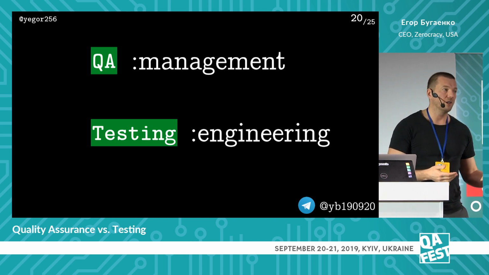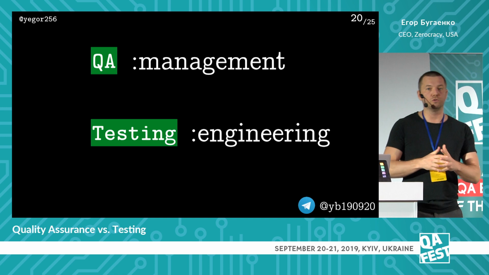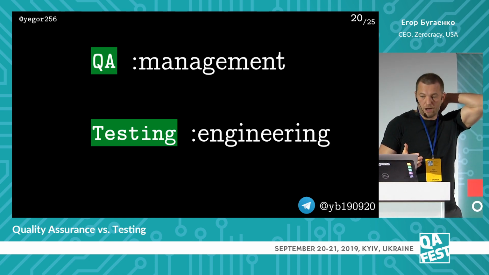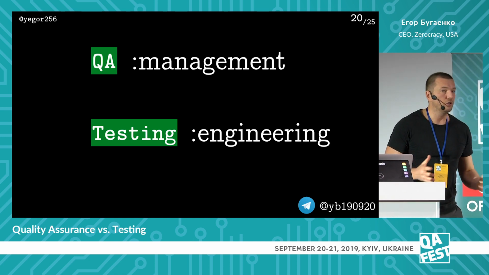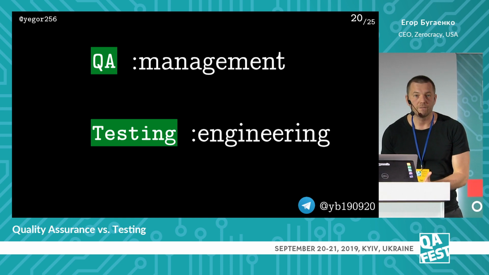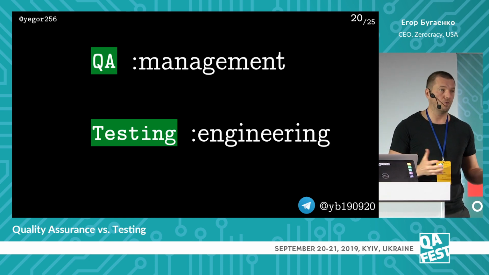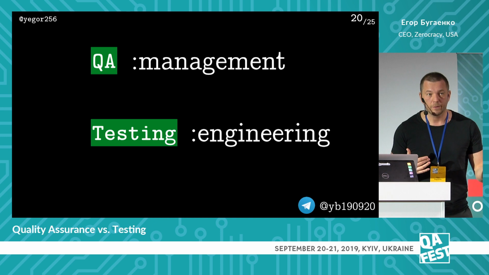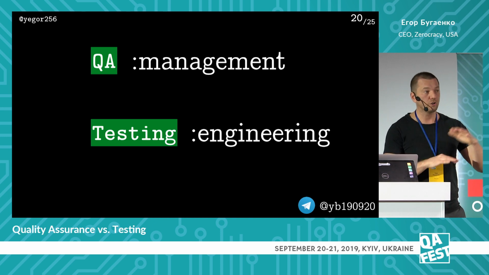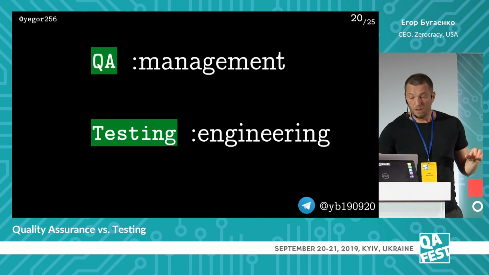You need to know Java, you need to know how computers work, you need to know how the code is being deployed, you need to know software engineering. But for doing QA, you don't need to know any of that. You need to know management. That's like two different layers, two different territories.